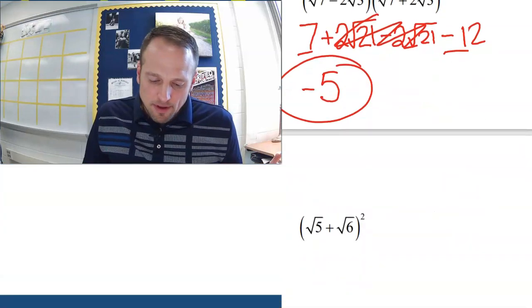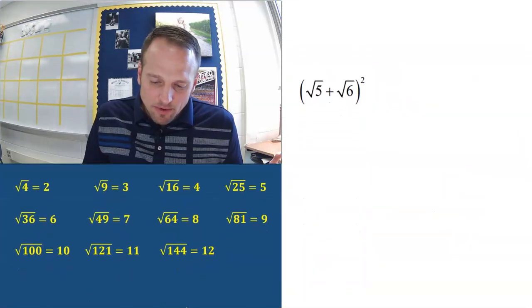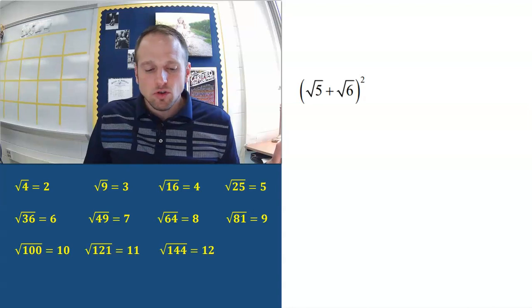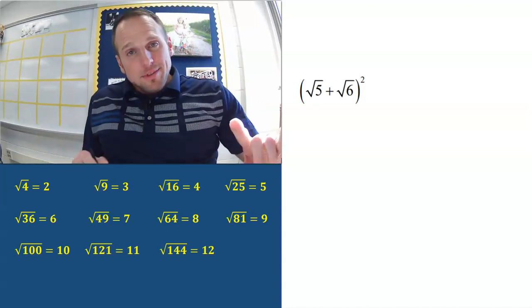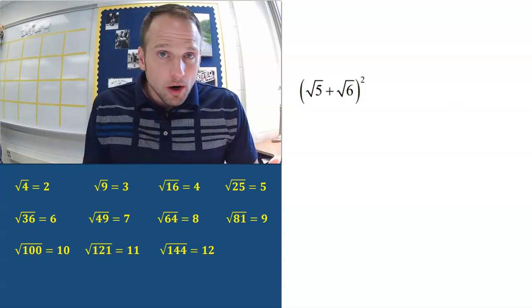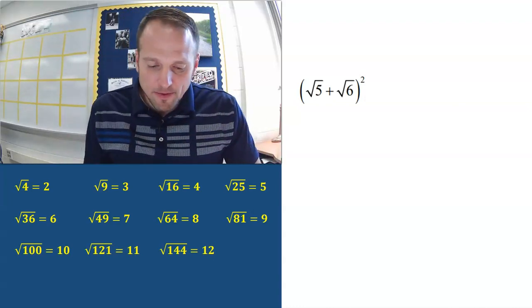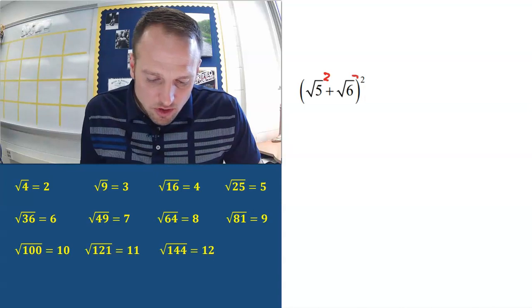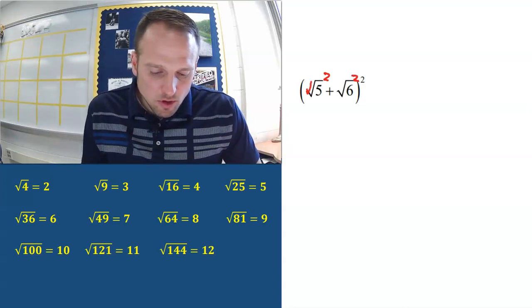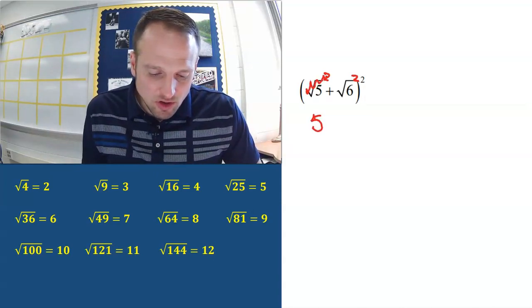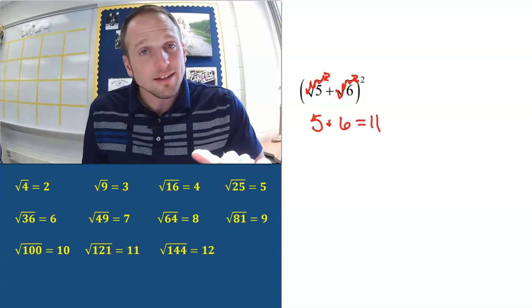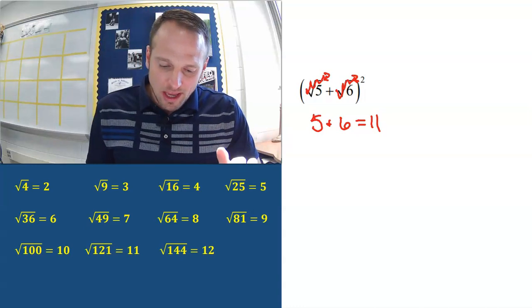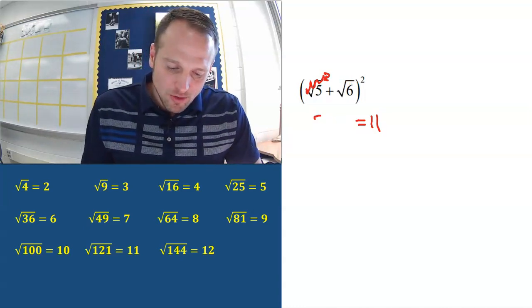Great. Let's keep going. Oh, what am I going to do with this? Well, it would be tempting, but wrong, to just say, well, if we square both of those, square and square roots just cancel, and that's just 5, and that's just 6, so that's just 11. Tempting, but wrong. We can't do that.